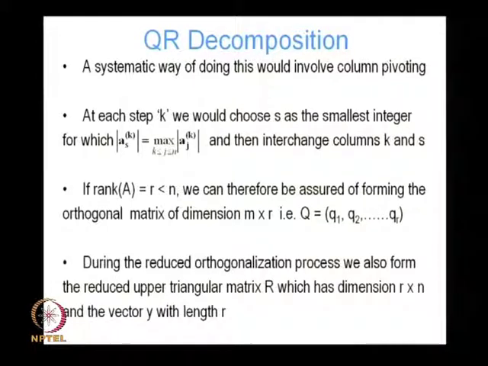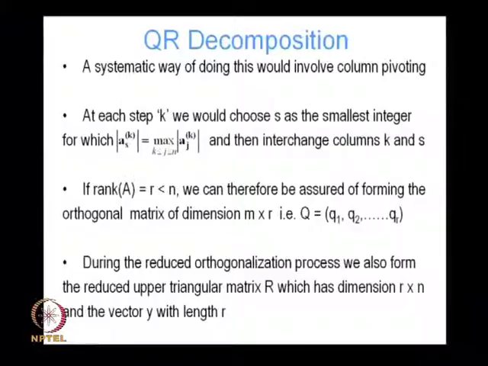So, a systematic way of doing this would involve column pivoting. At each step, we would choose s as the smallest integer for which a_sk is equal to the max of a_jk, j varying from k to n, and then interchange the columns k and s. Basically, at each step, instead of just directly taking the next column and making it the q vector, we look at all the remaining columns and choose the column which has the maximum infinity norm, make that the q vector, and so on and so forth.